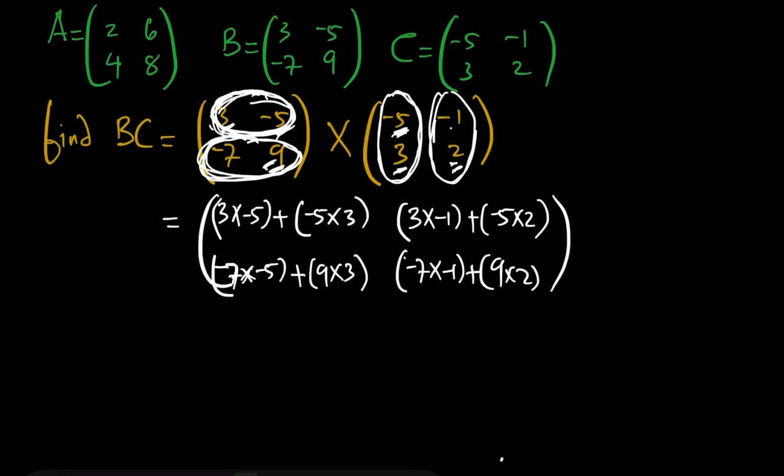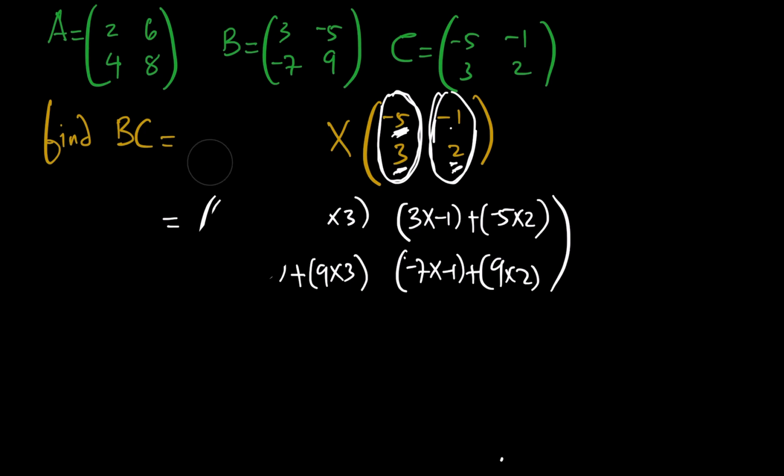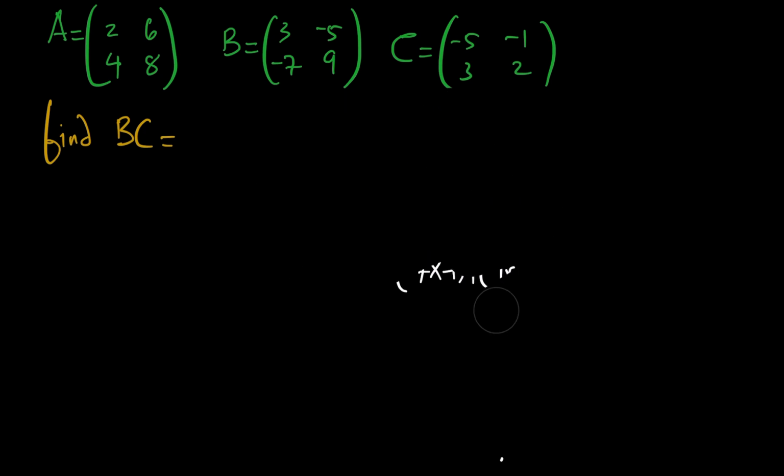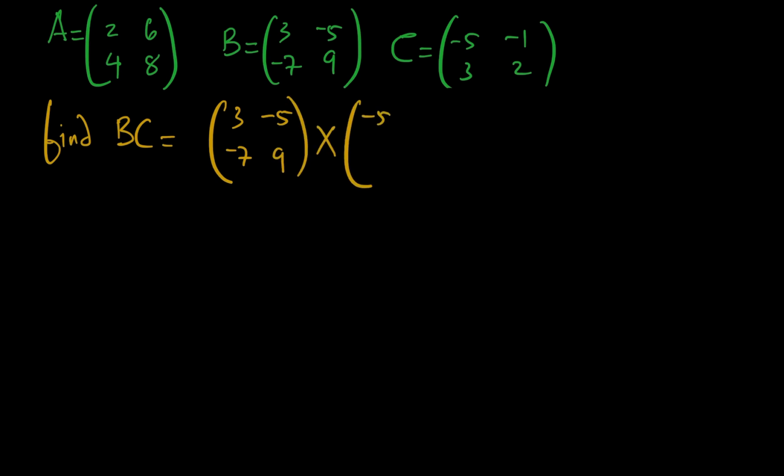So what I'm going to do is wipe it and take it again, so that we can understand and clarify anything that could bring any confusion. We don't want any. We want to make sure that everything is easy for us. So now B and C: B is 3, -7, -5, 9, and we are multiplying it with C, which is -5, 3, -1 and 2.